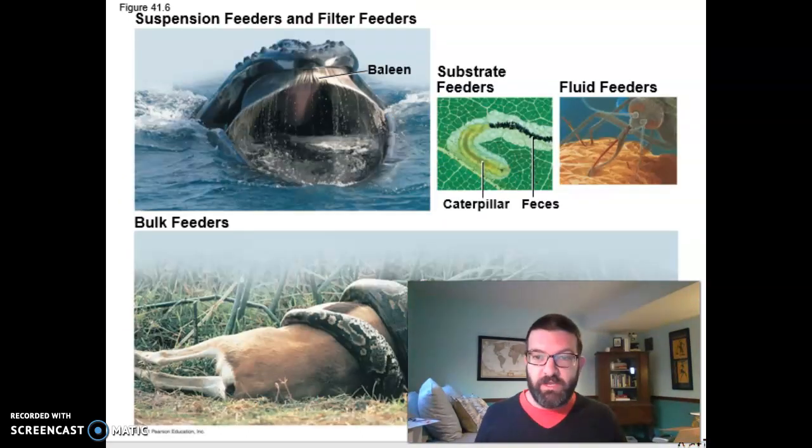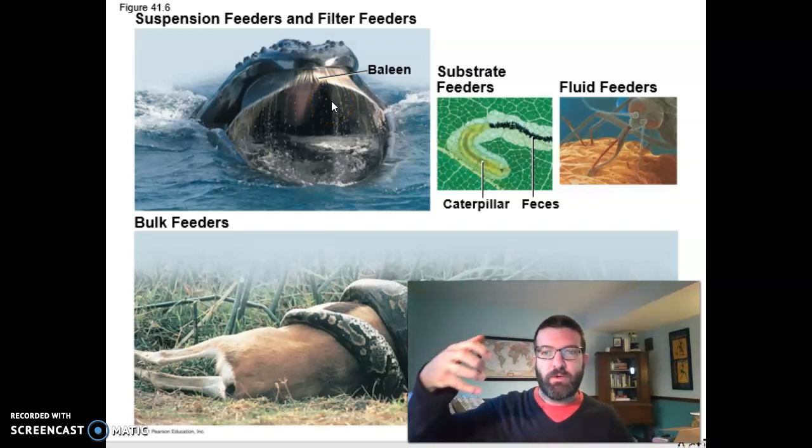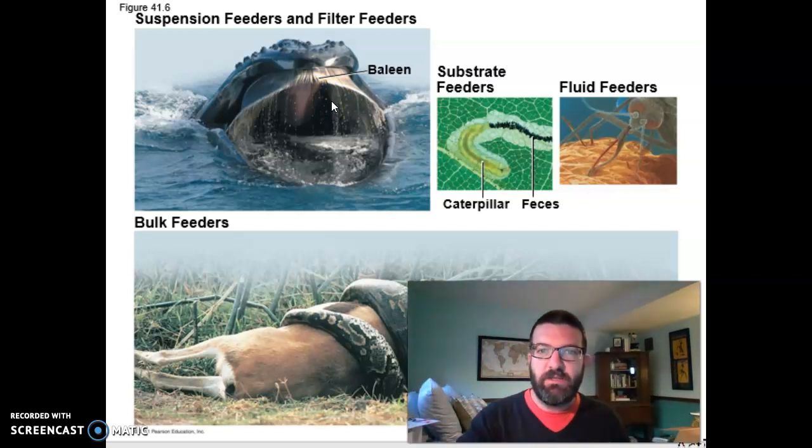And there are a lot of different ways for ingestion to occur. You have suspension and filter feeders, right? Like these baleen whales that just swim through the water, and whatever krill get caught up in their baleen teeth, they'll take in. Or sponges, which are an example of filter feeders. You also have substrate feeders who just eat what they're moving across, like caterpillars, right? Or earthworms. You have fluid feeders, which have to drink fluids, which suck it up. So a lot of little mites or insects are examples of this, like mosquitoes.